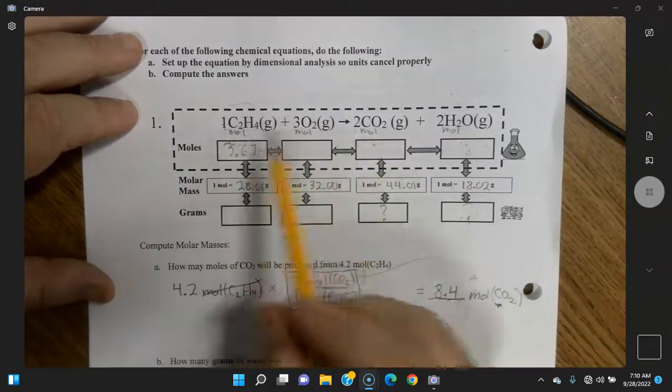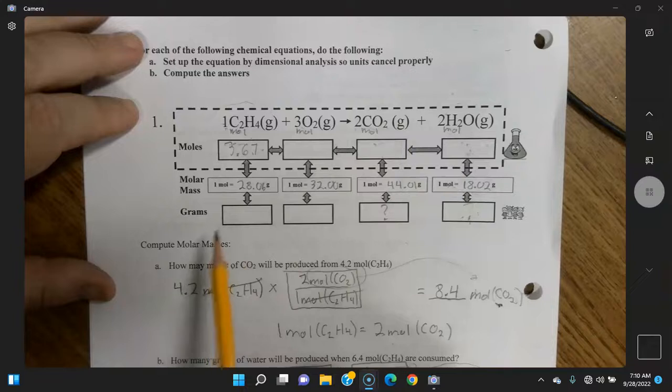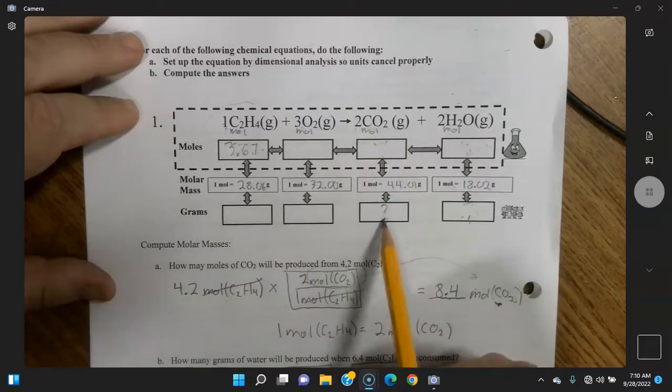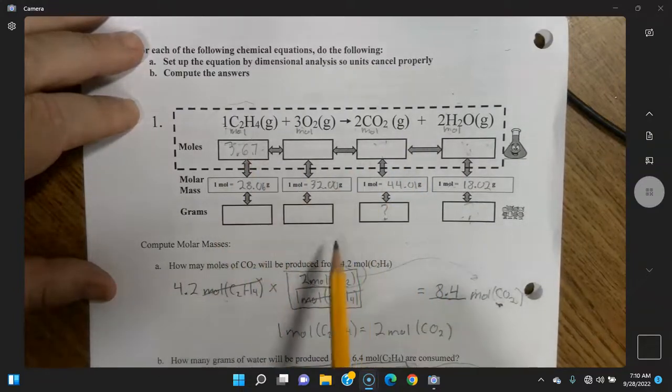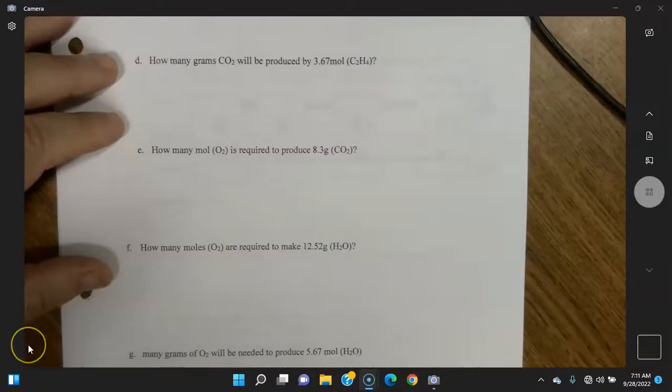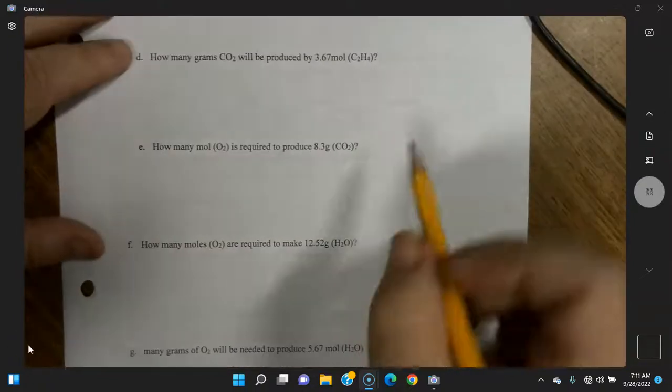So there's your conversion. 1 C2H4, 2 CO2, and then to get out to the question mark, you have to use the molar mass for carbon dioxide. That's a 2 conversion problem. So let's go ahead. Okay, so now we're going to come over here.